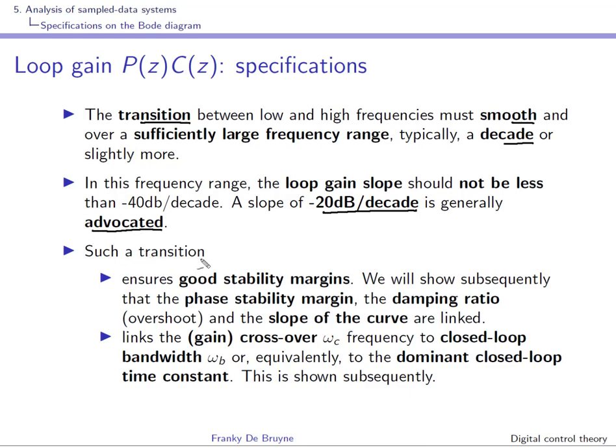Such a transition ensures good stability margins, and we will show next that the phase margin, the damping ratio, which is itself linked to the overshoot, and the slope of the curve are all linked. Also this kind of smooth transition links the crossover frequency omega c to the natural frequency of the system, so it links it also to the closed loop bandwidth, and also to the dominant or main closed loop time constant. This is what we'll show next.